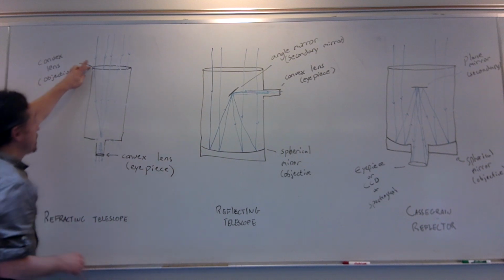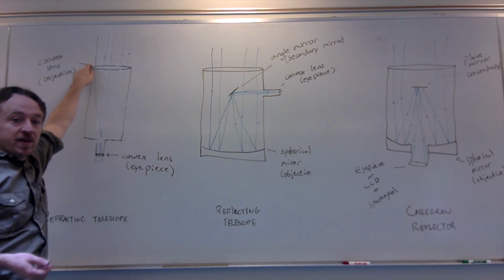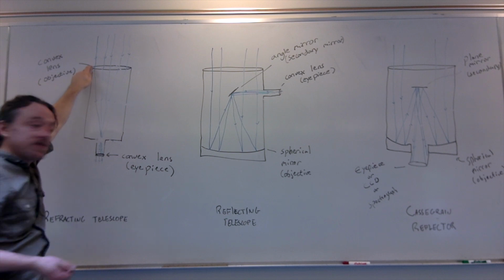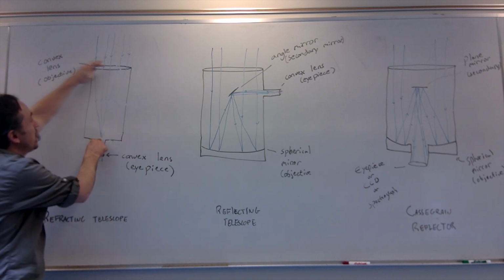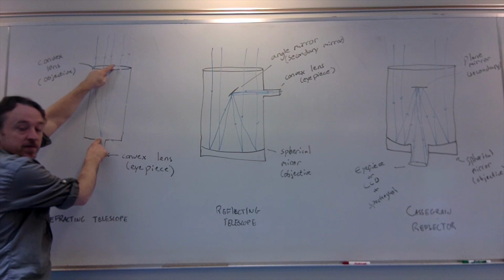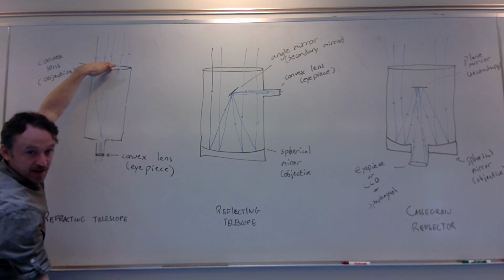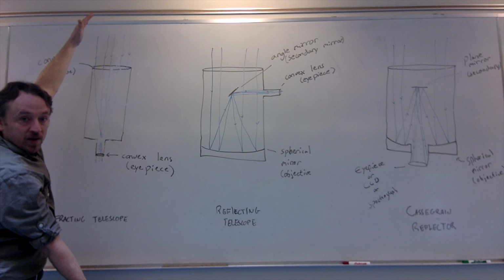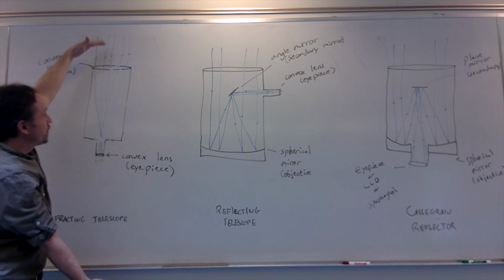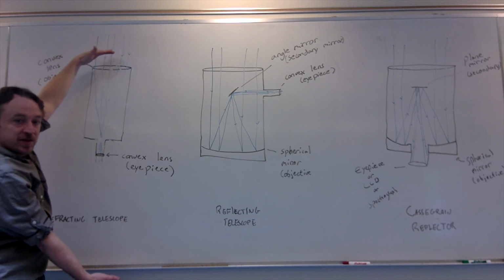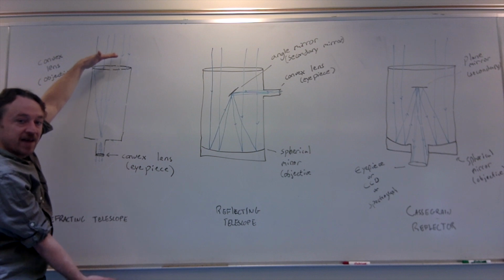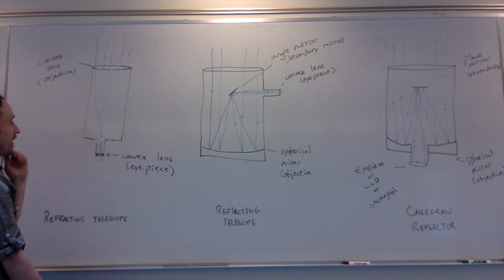Another disadvantage is, we'll talk about magnification here in a little bit, but magnification depends on the focal length of the objective lens. The bigger the focal length, the more magnification you get. So in order to get a lot of magnification, you need to make a really, really long tube to be able to exploit the magnification properties. So that is another disadvantage.